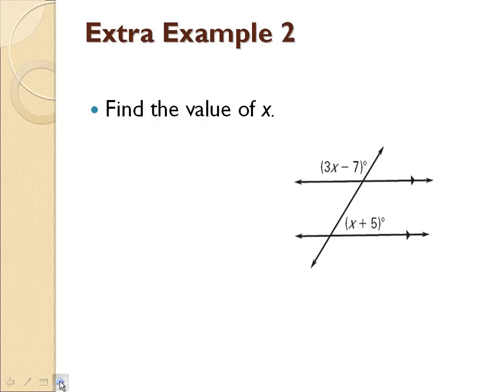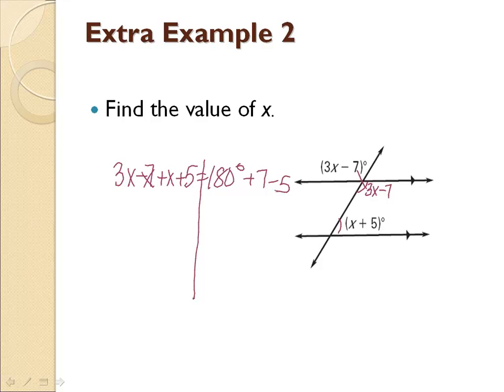Okay, so this one's a little bit different. We know these are vertical angles, so can't this one also be 3x minus 7? Now these two together, those add up to 180 degrees. So we can write the equation 3x minus 7 plus x plus 5 equals 180 degrees. Solving this, here's my middle. I'll move the 7 over, it becomes plus 7 over there. I'll move the 5 over, it becomes minus 5 over here.